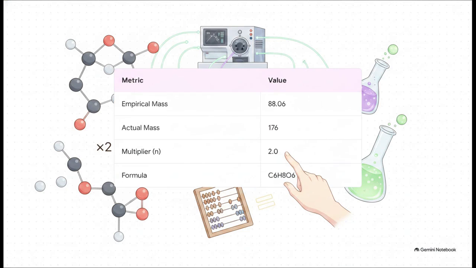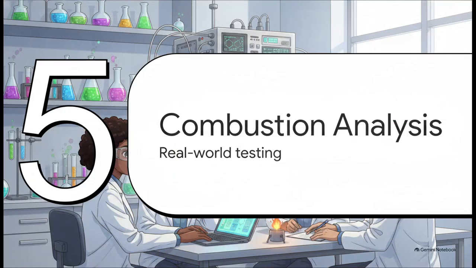Let's apply this back to our vitamin C. If we add up the atomic masses of our C3H4O3 base, our empirical mass is roughly 88 atomic mass units. But lab spectrometry tells us the true, actual molecular mass of vitamin C is 176. So 176 divided by 88, that gives us a perfect multiplier of 2. We just take our empirical subscripts, multiply them by 2, and we've officially upgraded to our final molecular formula, C6H8O6. Pretty satisfying, right?